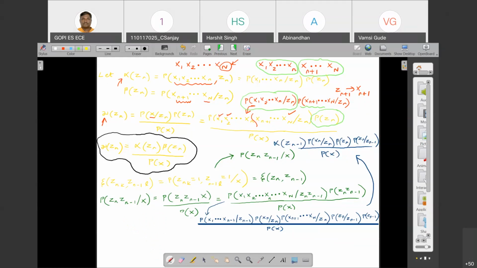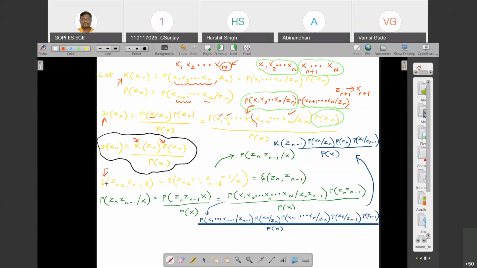This is an interesting and very important step. Your gamma of Zn, we are able to write in terms of alpha and beta. That is the idea. So alpha of Zn into beta of Zn, whole divided by the probability of X. In the same way, zeta can also be written in terms of alpha and beta.